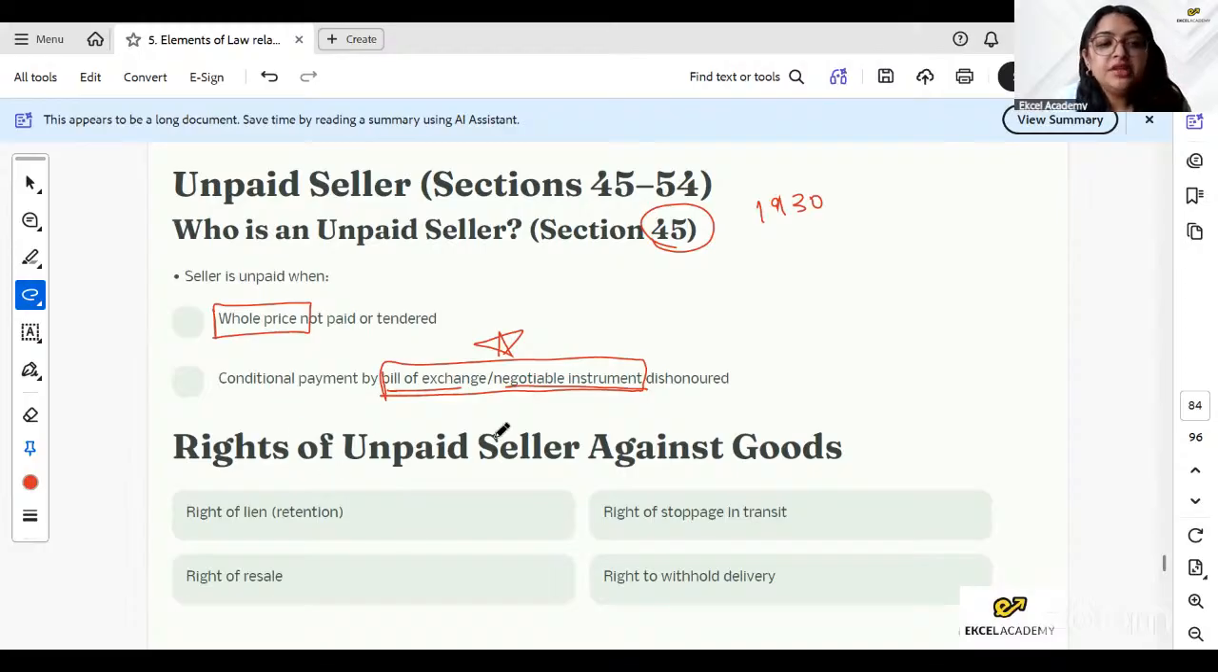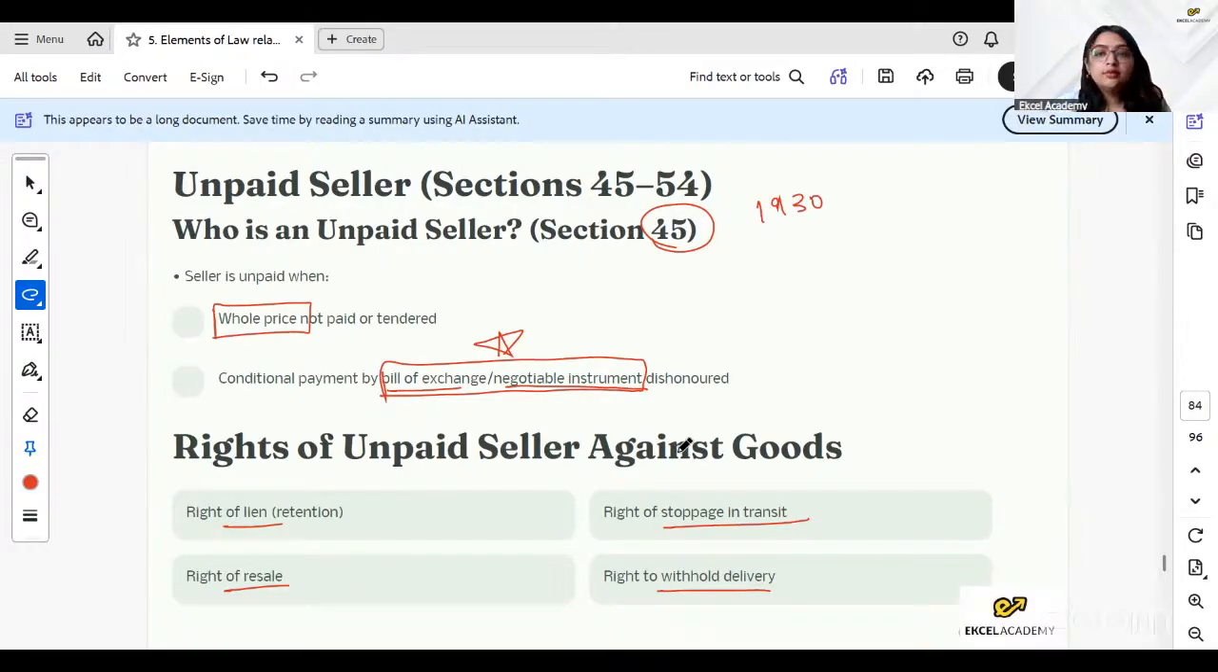Okay. Rights of the unpaid seller, that is, right to lien. What is the right to lien? Right to retain the goods. So the seller may refuse to complete the delivery of the goods unless the buyer has completed the payment. Right of stoppage in transit: the seller has already sent out the goods for delivery, but then the buyer has still not paid. The seller can stop the goods in transit. Right of resale: if beyond a reasonable amount of time the buyer does not pay at all, the seller can very much sell that product to someone else. Right to withhold delivery, not start delivery itself.